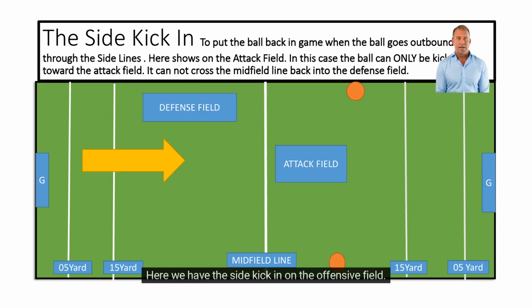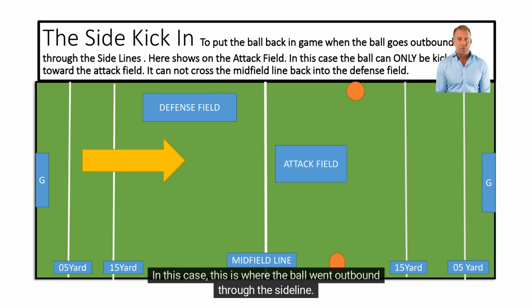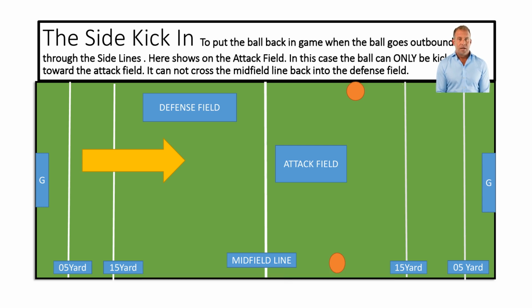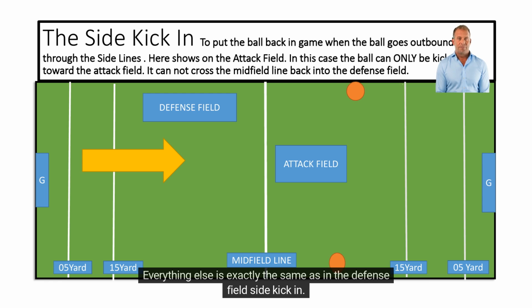Here we have the side kick in on the offensive field. In this case, this is where the ball went outbound through the sideline. Because it is on the offensive field, the ball cannot be sent toward the defense field due to the forward rule. Everything else is exactly the same as in the defense field side kick in.